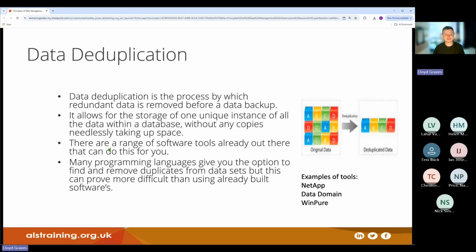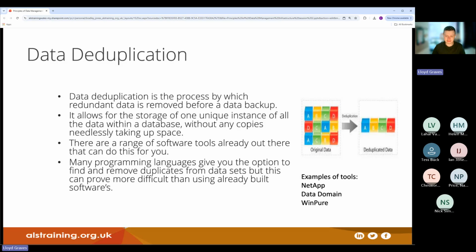There's lots of different software tools out there that can do it for you. And there's also programming languages that give you the option to find and remove duplicates from data sets, but it can prove more difficult than using already built software. So you can do this stuff in Python or something like that, but using software that's designed for this specific task is always going to be slightly better.